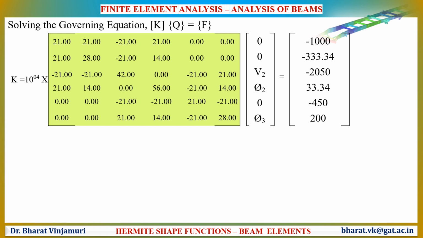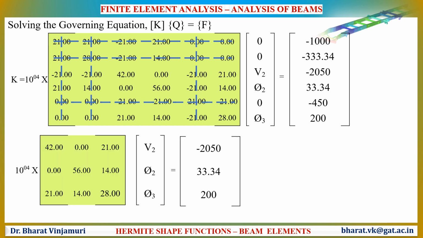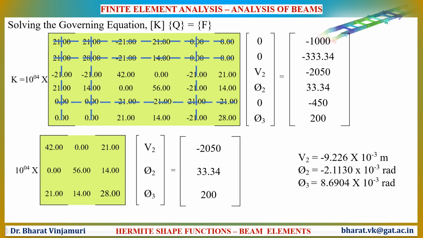By using elimination approach, the first row and the first column, second row and the second column, fifth row and the fifth column of the stiffness matrix will be eliminated, and the reduced governing equation will be given in this form. By solving this equation, we will be able to determine the values of V2, pi 2 and pi 3, which are represented in these values.